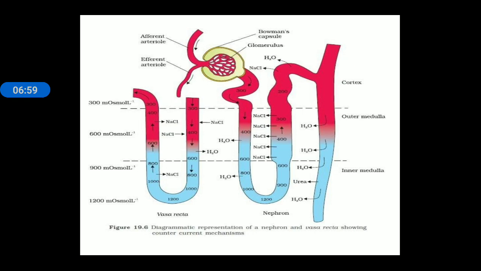You can see here numbers are also mentioned: 300, 400, 600. This is the concentration of filtrate, and this concentration is expressed in milliosmol. As the water is reabsorbed, the concentration increases. Means you can see in PCT here 400 water reabsorb, 600 water reabsorb, 800 water reabsorb, 1000. And when NaCl is reabsorbed, then the concentration will decrease: 600, 400, 200, 300. And this NaCl enters inside the vasa recta in the parallel tube. So this is the counter current mechanism in which concentration of filtrate changes. As the water reabsorbs, the urine or the filtrate will be more concentrated or hypertonic.